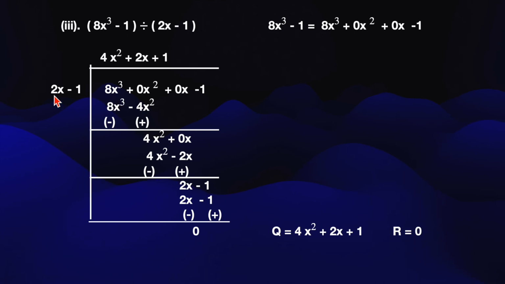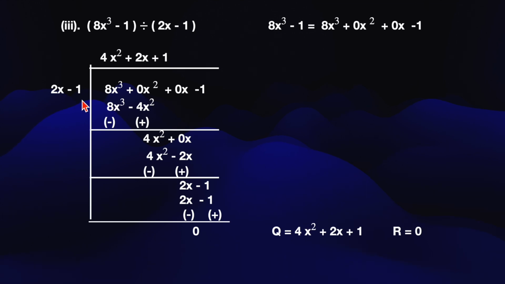Okay, take the first term, divide by 2x, you get 4x square. So 4x square multiplied by this divisor, you get 8x cube minus 4x square. Here you're going to change the sign. Plus will become minus and minus will become plus. When we add this, it becomes 0. And when we add this, you get 4x square. Okay, 4x square, bring down the next term, 0x. 4x square divided by 2x is 2x.